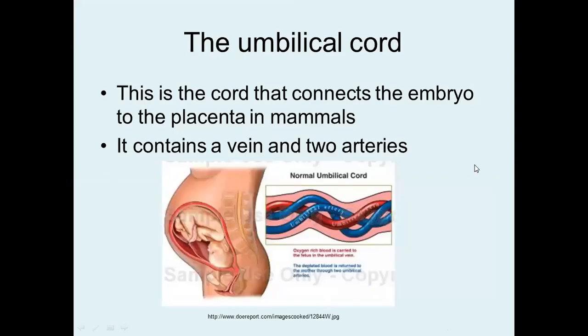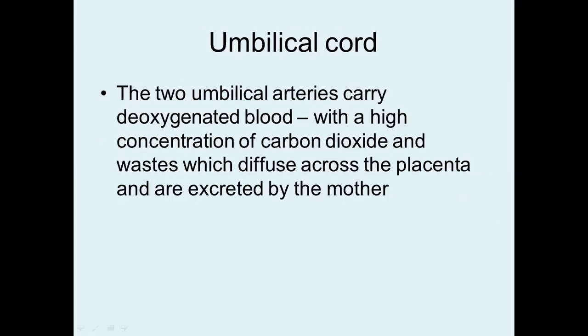Okay. So, in writing, the umbilical cord, and I must emphasize again, there's no H in cord, it's not a musical cord. So it's a cord that connects the embryo to the placenta in mammals. It contains a single vein and 2 arteries. So the arteries would be the blue ones, okay, and the vein would be the red one because of oxygenated and deoxygenated blood.